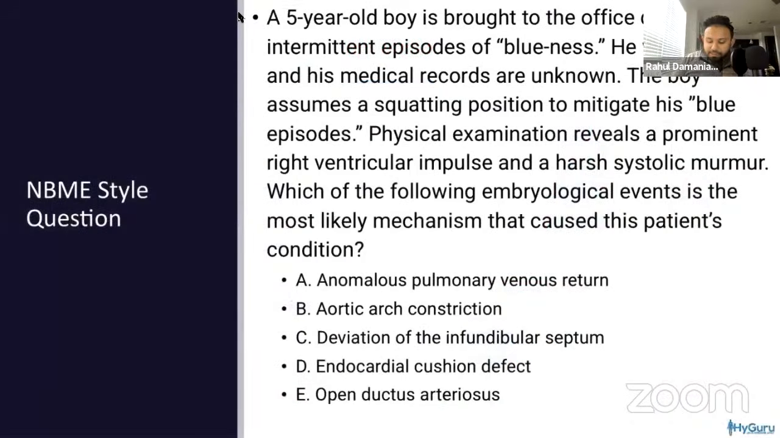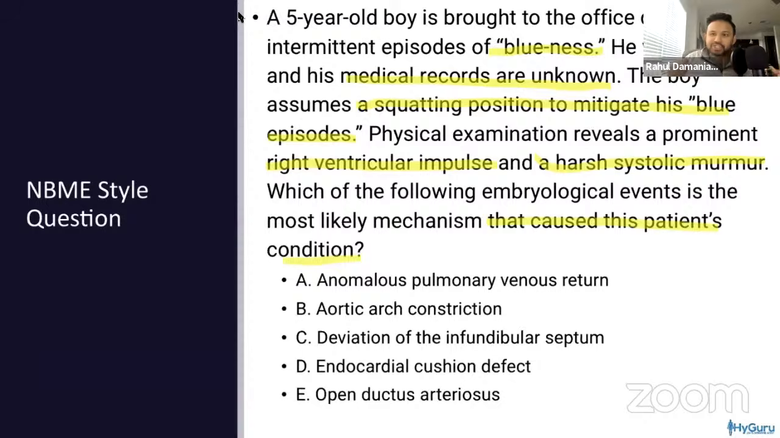A 5-year-old boy is brought to the office due to intermittent episodes of blueness. He was adopted and his medical records are unknown. The boy assumes a squatting position to mitigate his blue episodes. Physical exam reveals a prominent right ventricular impulse and a harsh systolic murmur. Which of the following embryological events is the most likely mechanism that caused this patient's condition? All right. So before we get into the answer choices, what do you think the diagnosis is?